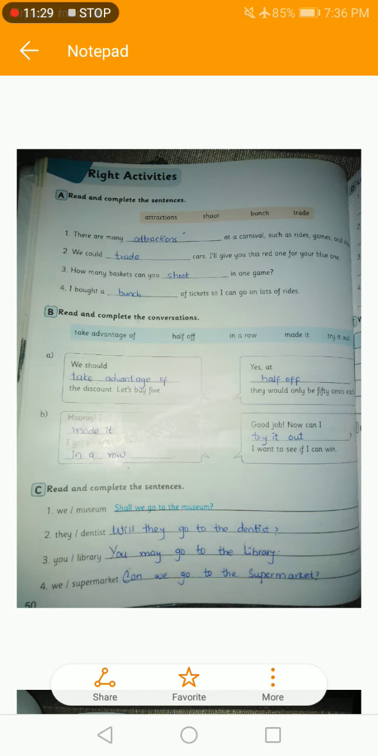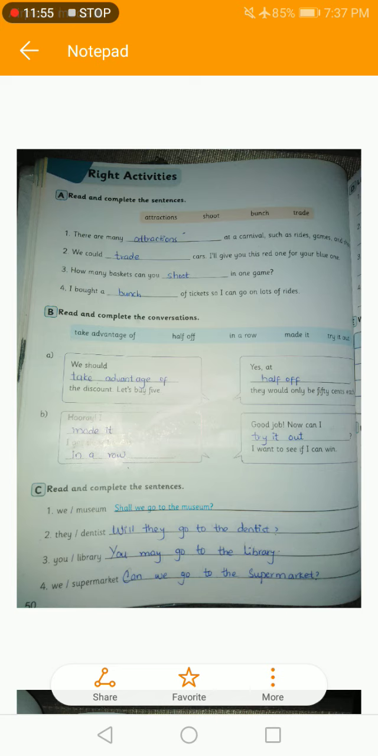So this is the conversation. Now look at C. Read and complete the sentence. We have to read and then we have to complete the sentence by adding the proper words. We museum. Shall we go to the museum? This is already done for you. Look at the second one. They dentist. It may be, will they go to the dentist?